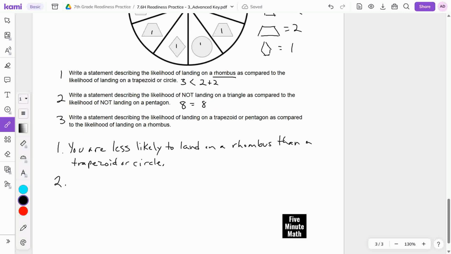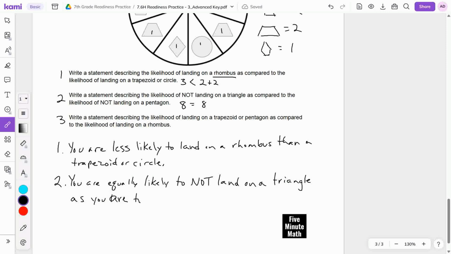So those are going to be equal. You could have said landing on a triangle, landing on a pentagon, not just added a little bit of confusion there. So we'll say you are equally likely. And we'll go ahead and put not in there. Let's capitalize it, not land on a, we'll just name both of these. Triangle, as you are, to not, let's make that capital, land on a pentagon.